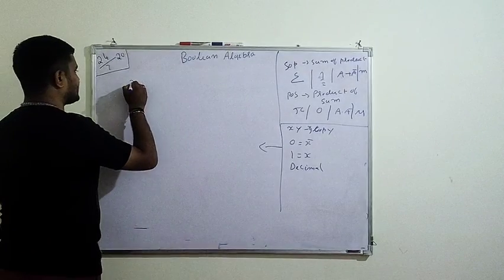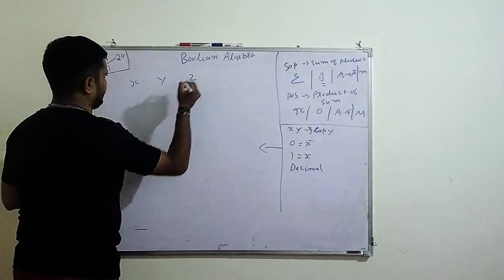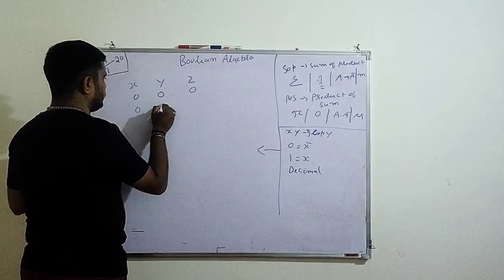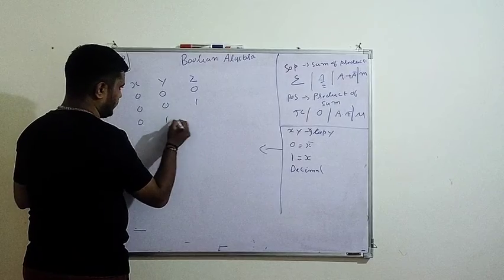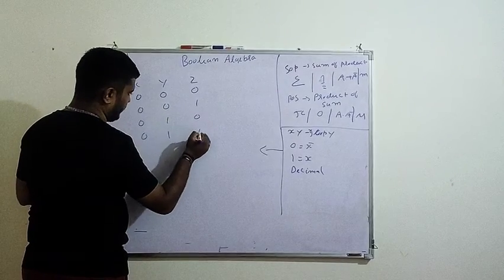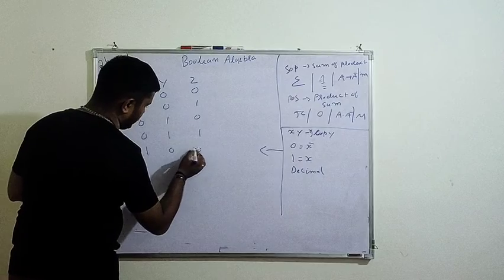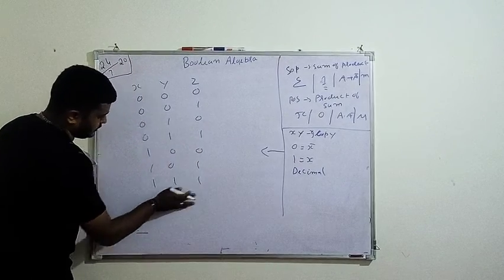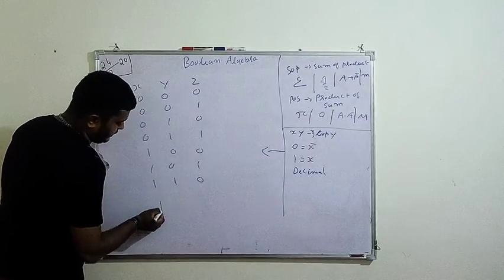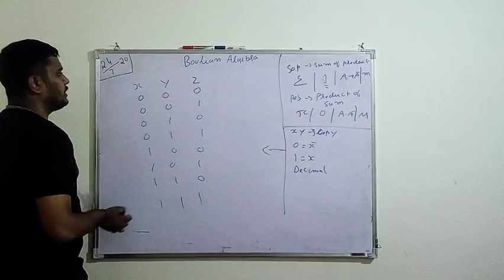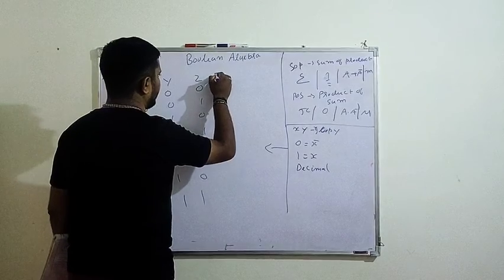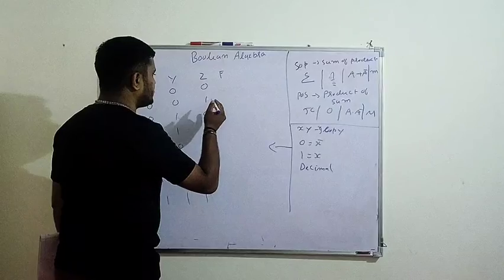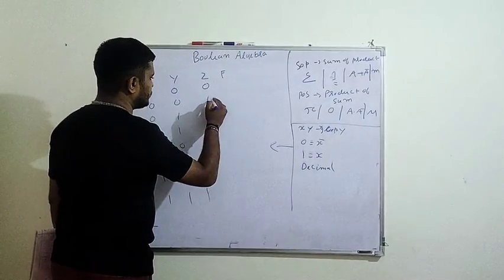So x, y, z: 0 0 0, 0 0 1, 0 1 0, 0 1 1, 1 0 0, 1 0 1, 1 1 0 and 1 1 1. So now let us write a function first itself. So function or result. Wherever you have odd numbers, we are going to put 1 over there. So this is odd number 1.